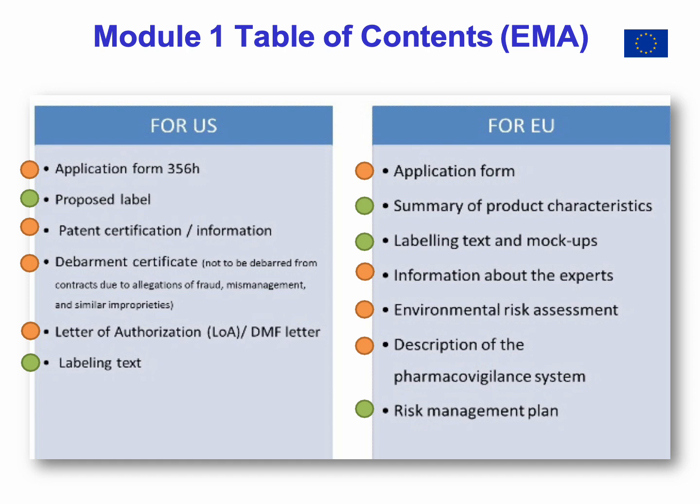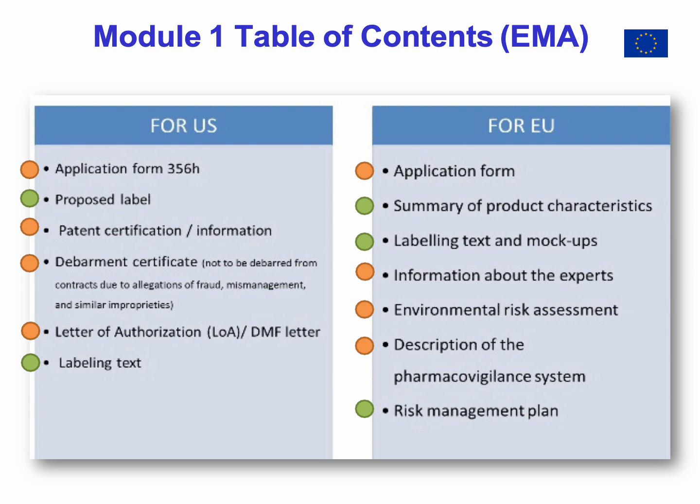Now, approaching again the European Medicines Agency, we can compare the principles of the modules, or the documents that we need, between the US and the European Union. For example, in the US, we need to have an application form 356H. In the European Union, they have another form, very similar in content but not identical, which is called the application form.